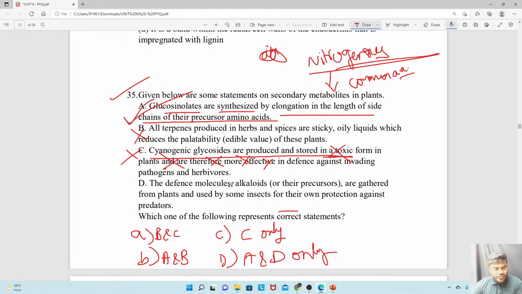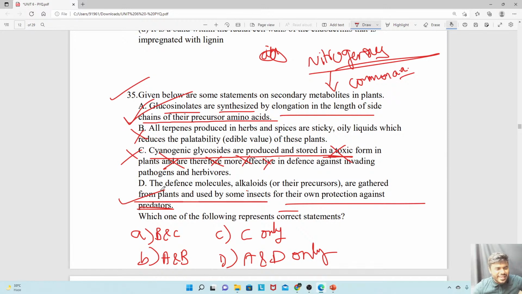Option D: the defense molecules, alkaloids or their precursors gathered from plants and used by some insects for their own protection against predators. This is a defense mechanism. I can agree with all of you that this point is a new point, but you have to remember one common statement: whatever insect takes the alkaloid or its precursor, it will use it to kill other organisms, meaning they use it to protect themselves from the attack of higher organisms also. Option D is also correct.